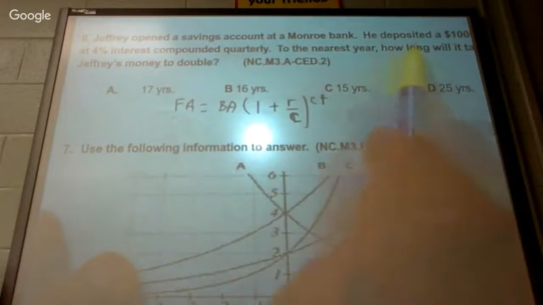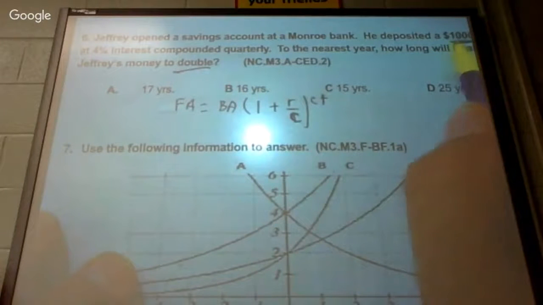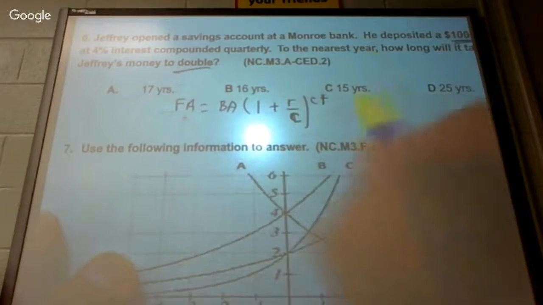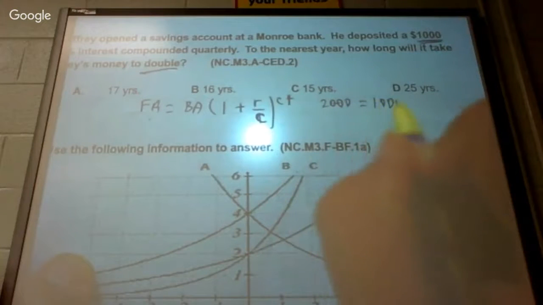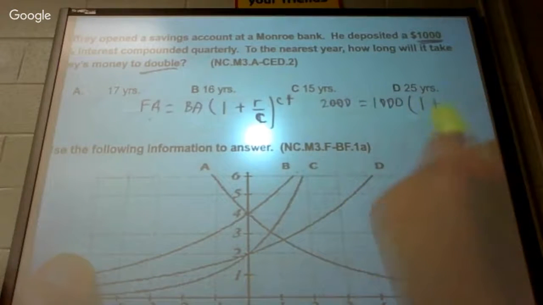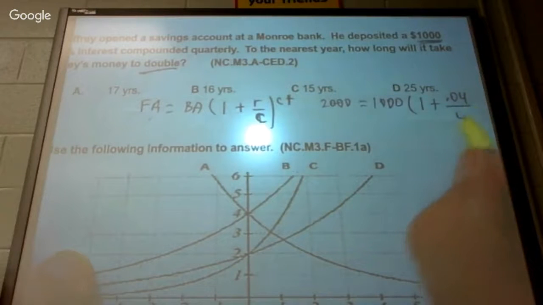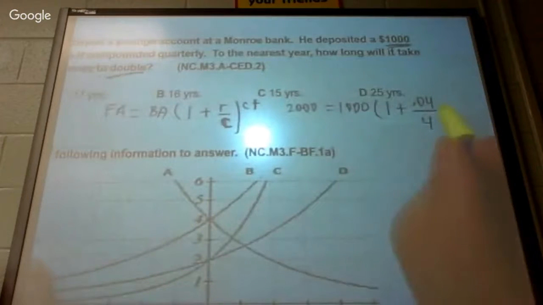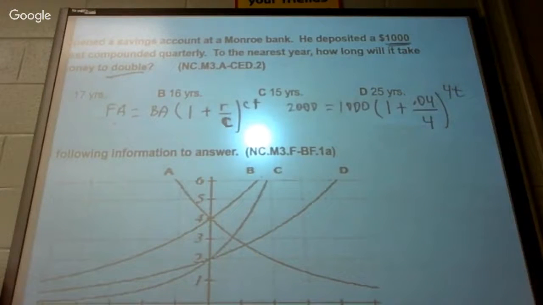How long will it take the money to double? Well, we started with 1,000, and we want it to get to 2,000. So we set the formula up: 2,000 equals 1,000 times (1 plus the rate, 0.04, you have to change 4% to 0.04, over 4, because it's compounded quarterly) raised to 4 times the time, because the question is how much time it takes.